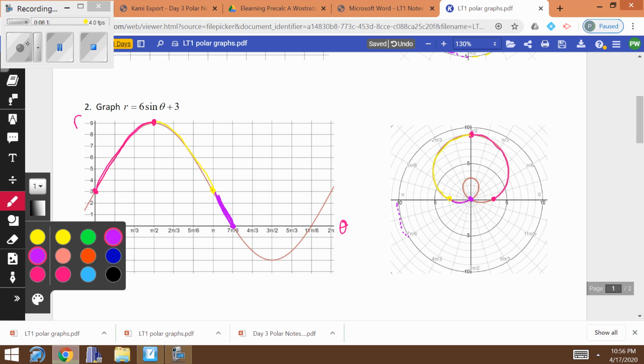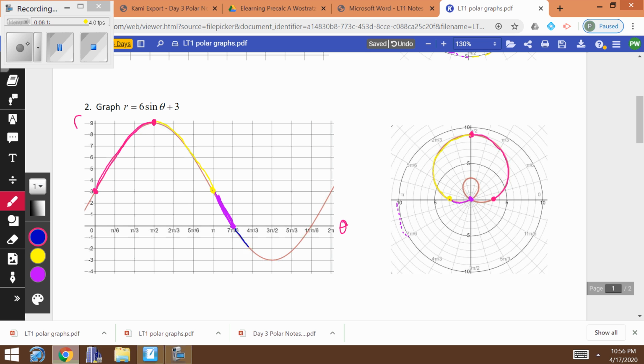Then, let me switch colors here. If I go from 7 pi over 6 to 3 pi over 2, it started at the pole at 0. And then at 3 pi over 2, you'll notice it's negative 3. That really corresponds to this point here. Again, the r value is negative, but that really just means that it's getting further and further away from the pole. So that's this little part of the loop in blue here.